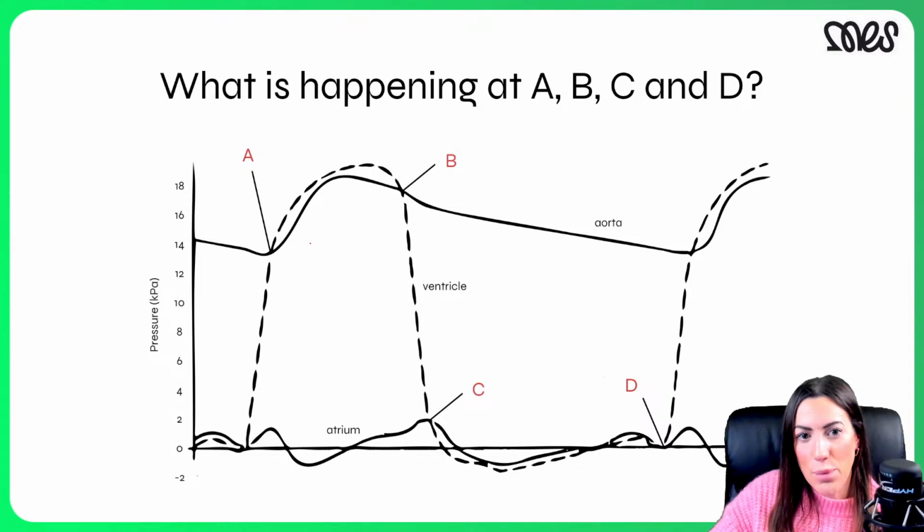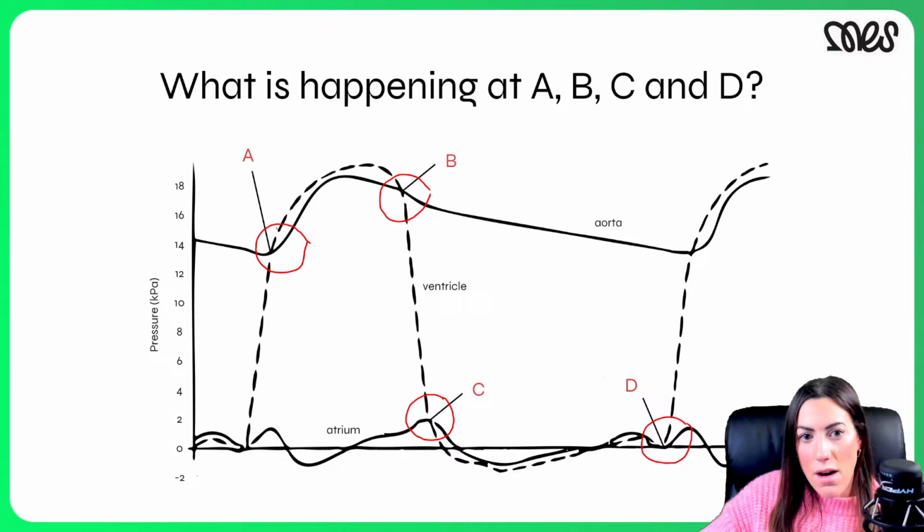So this labelled point here, something's happening. It's going to be a valve, it's going to be opening or closing, you just have to work out what it is. This one here, down here as well, it's anywhere you get pressure lines crossing over. Anywhere you get pressure lines crossing over, there's going to be a valve opening or closing. Okay, let's go through it together.